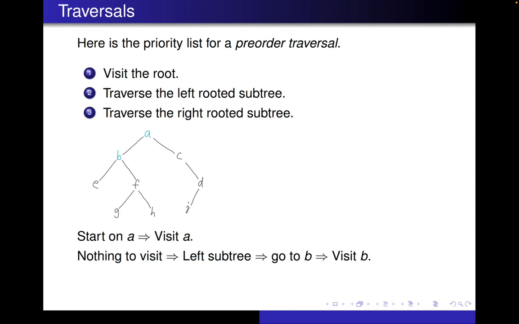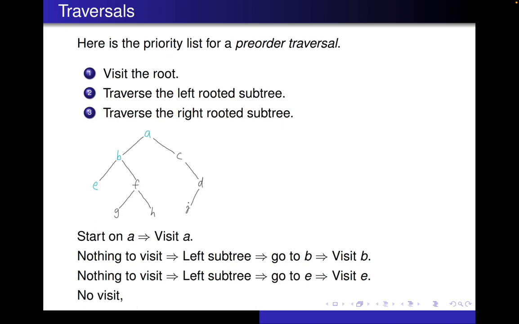And now that we've done that, we can't visit the root anymore, so we have to move left again to E. At E, we're going to go ahead and visit E. That's our first priority. And now we go back up to B because we've already finished off E. At B, there's nothing left to visit because I've already visited B, and I've already traversed the left subtree. That's where the E was.